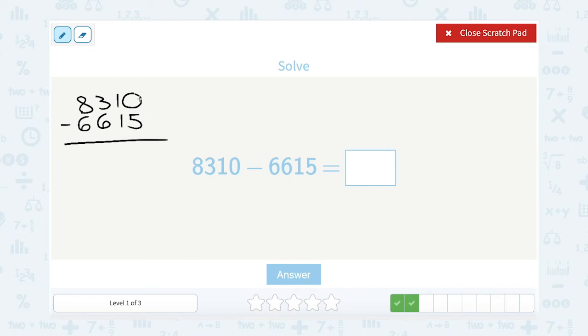Okay, so 0 minus 5, well, let's borrow 1 from here. That's going to become a 0. So 10 minus 5 gives me 5. Okay, I don't have room to say 0 minus 1, so I'm going to borrow from this. That becomes a 2. So 10 minus 1 would give us 9. 2 minus 6, okay, I'm going to borrow from here, make this a 7, and bring the 1 over. So 12 minus 6 would give me 6, and 7 minus 6 is 1. So I'm left with 1,695.